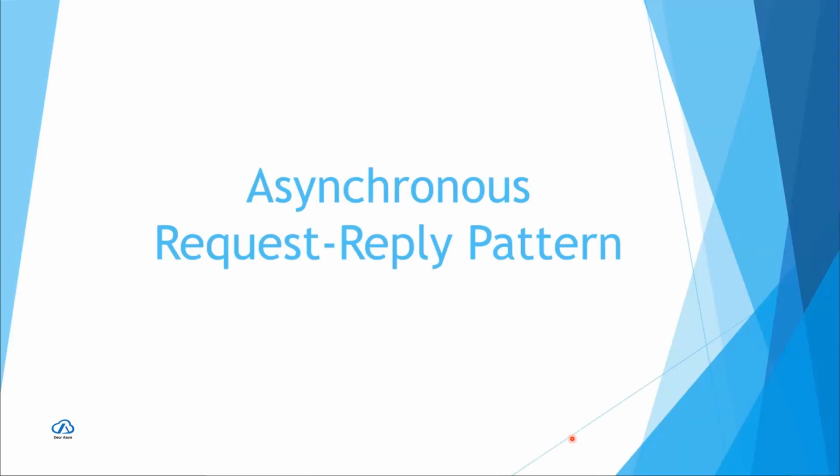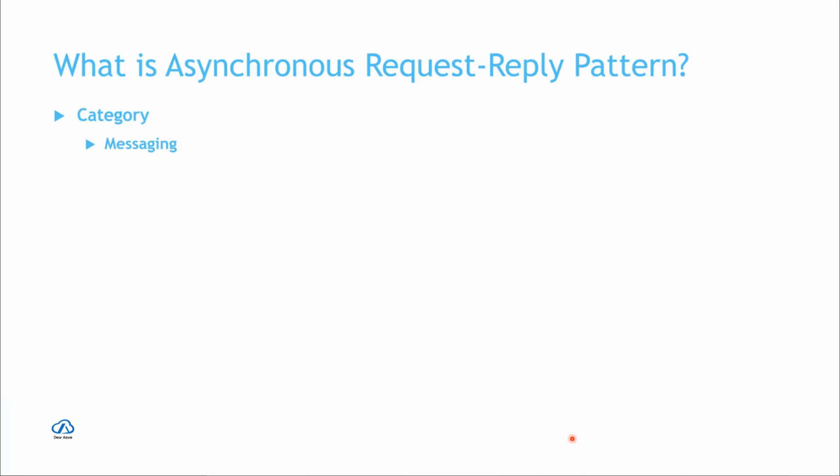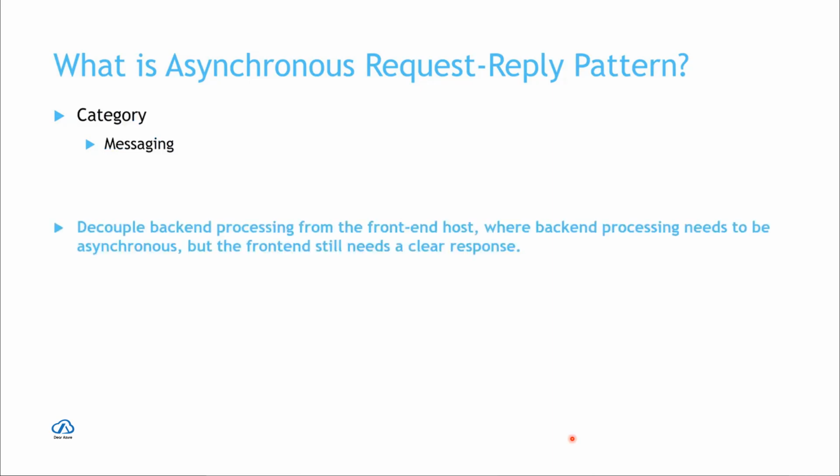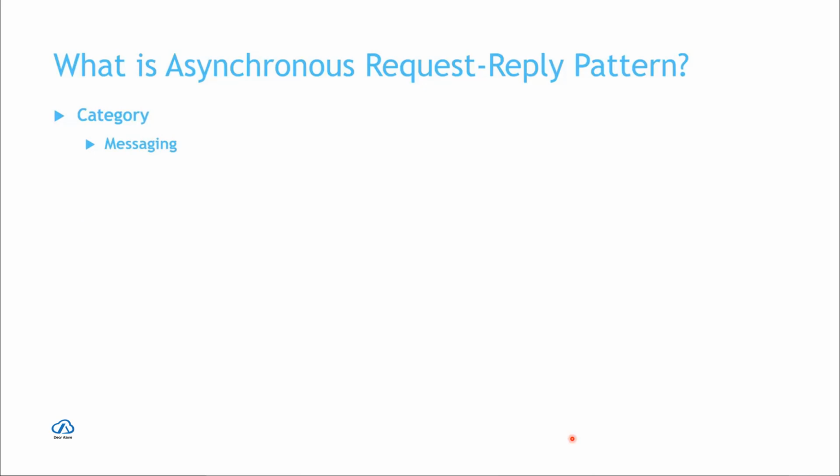So the first pattern we are going to talk about is the asynchronous request reply pattern, and it comes under the messaging category of cloud design patterns, because as we are going to see, it's primarily working on message queues and these kinds of things. We have talked before in a previous session about using the publisher subscriber, or pub/sub, pattern to decouple the communication between a producer and subscriber. But the thing about that pattern is that it was one-way communication.